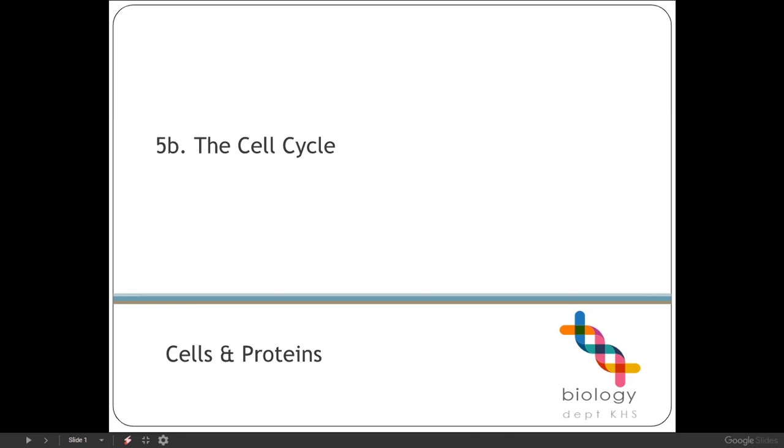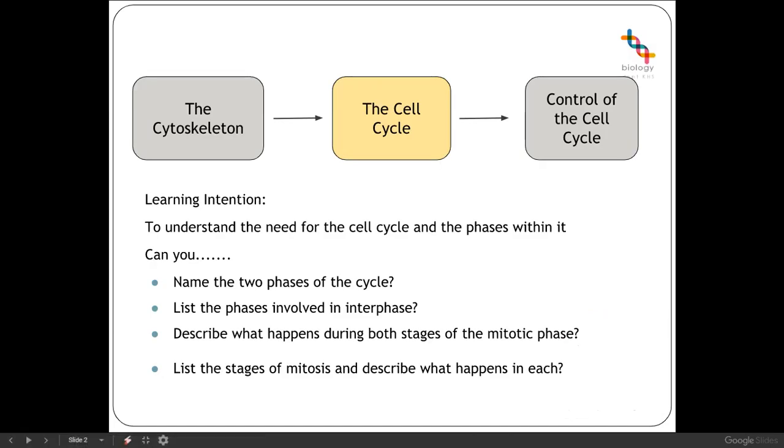Hello and welcome to this lesson for Advanced Higher Biology, which in this one is going to be looking at the cell cycle. So for this one, you need to be able to understand the need for the cell cycle and the phases that make it up. You need to be able to name the two phases of the cycle, list the subphases involved in interphase, list and describe what happens during both stages of the mitotic phase, and list the overall stages of mitosis and describe what happens in each of them.